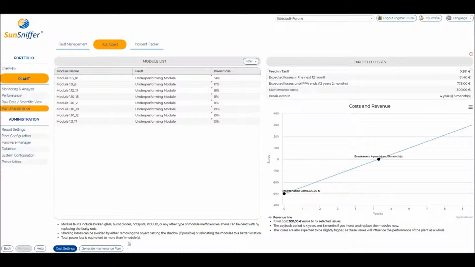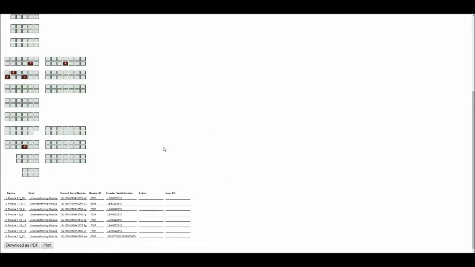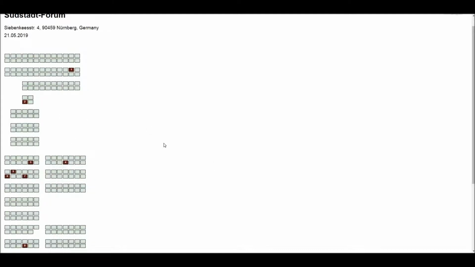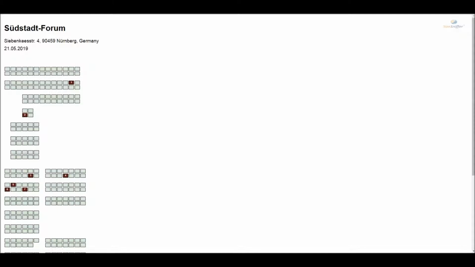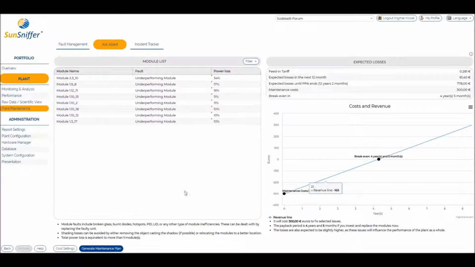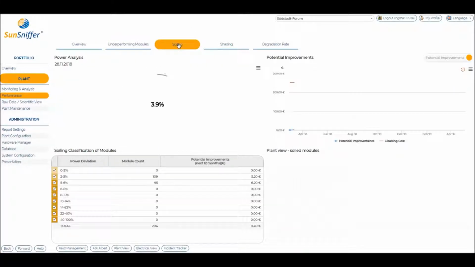Now we want to generate a maintenance plan, and in this maintenance plan you see the modules all being listed. This is given to the installation company, and they know immediately which ones they have to swap. So this is the way we look at things. If we go back, we do soiling in a similar way.